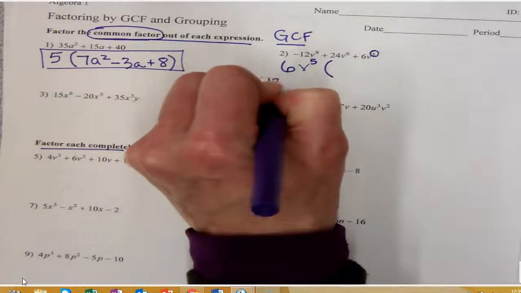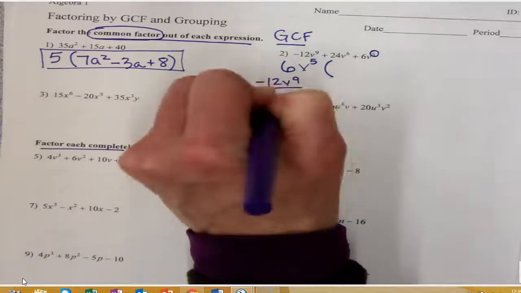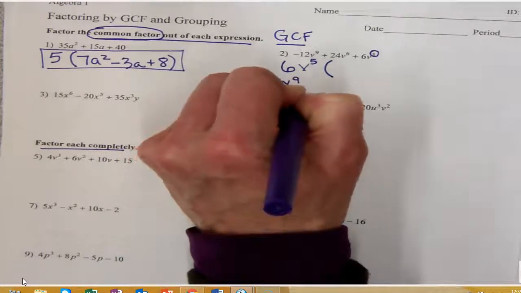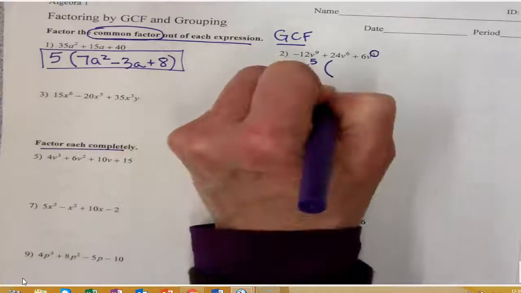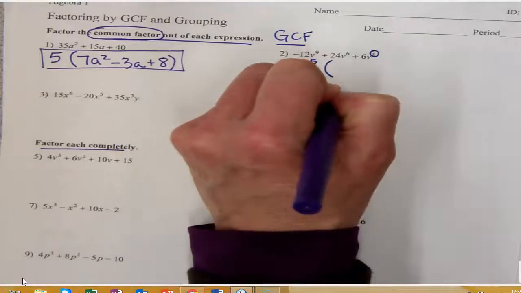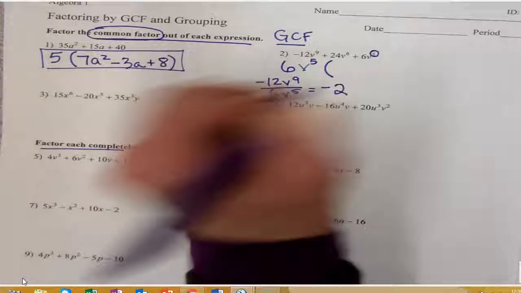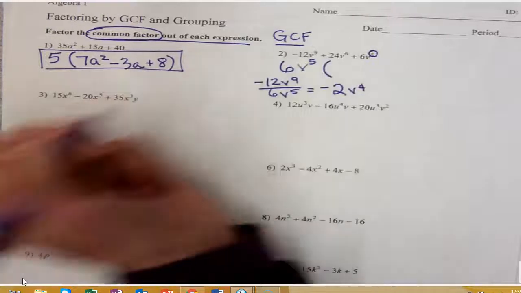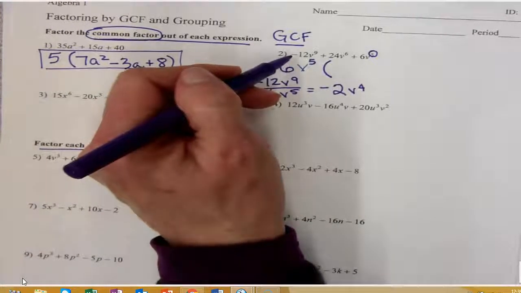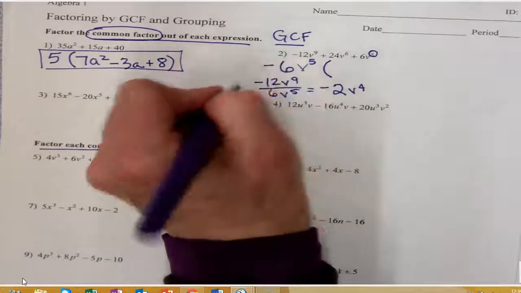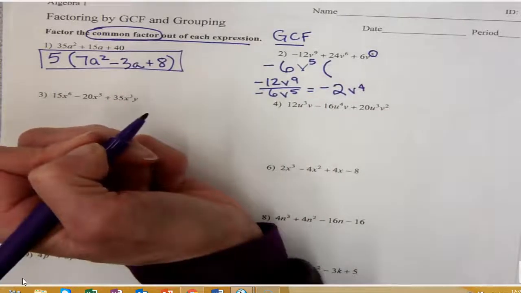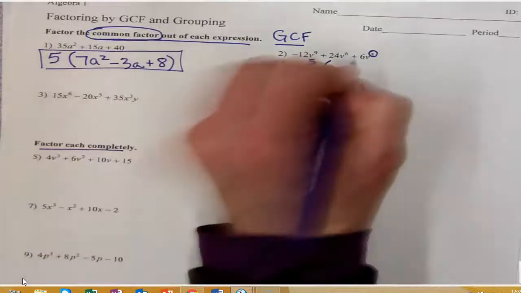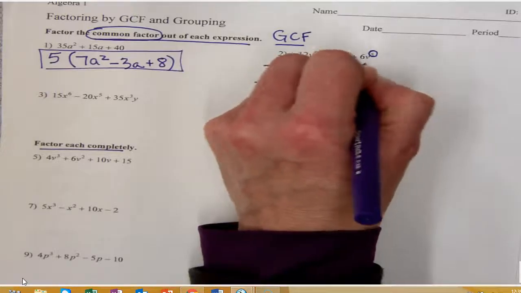So negative 12v to the 9th divided by 6v to the 5th, I would be left with negative 2v to the 4th. However, since that's my first term, I'm going to make this negative. I forgot to do that. Sorry, so this would then be positive 2v to the 4th.